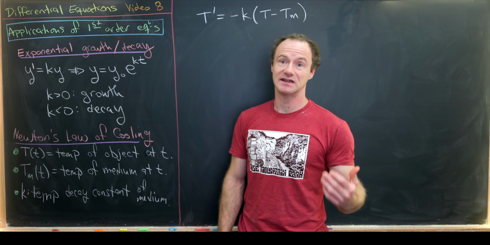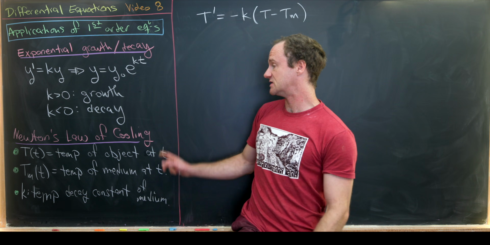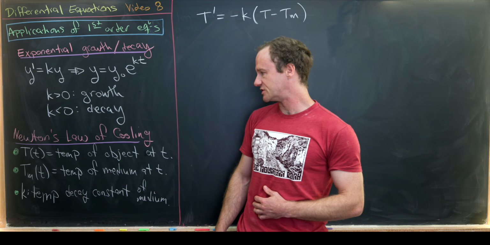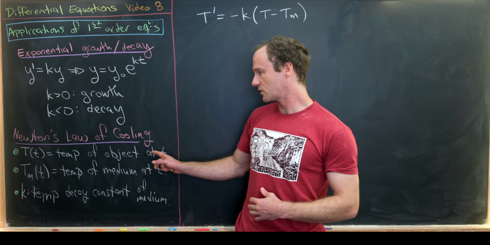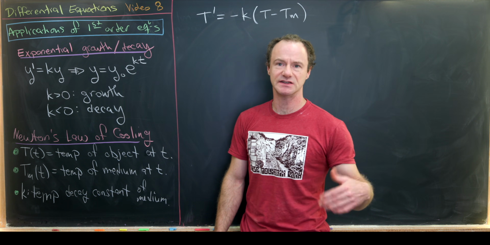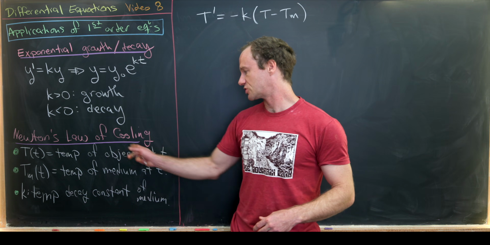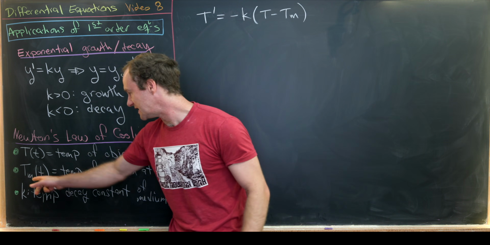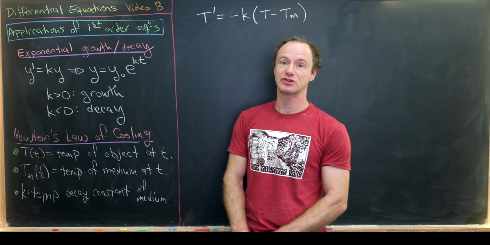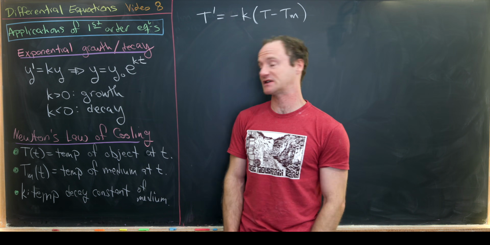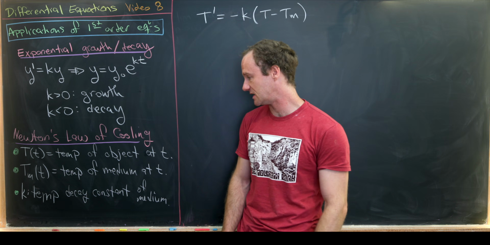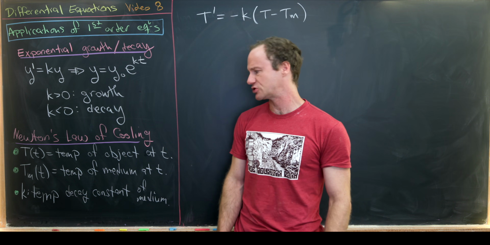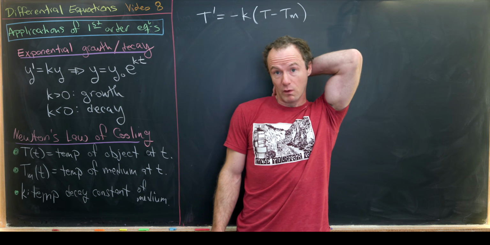So the next example of an application is Newton's law of cooling. In order to set up the differential equation, we need three things. First, capital T evaluated at little t will be the temperature of some object at a time t. Then we'll have T sub m, the temperature of the medium that the object is within, again at time t. And finally we'll take k to be some sort of temperature decay constant of whatever medium our object is in.